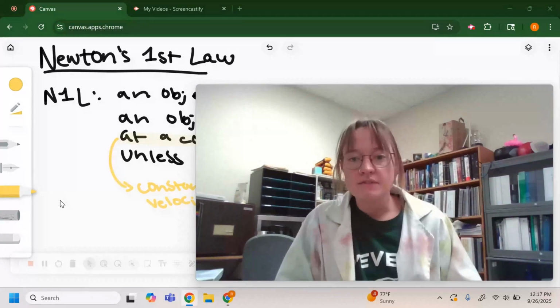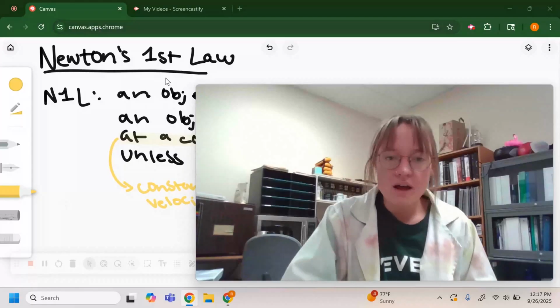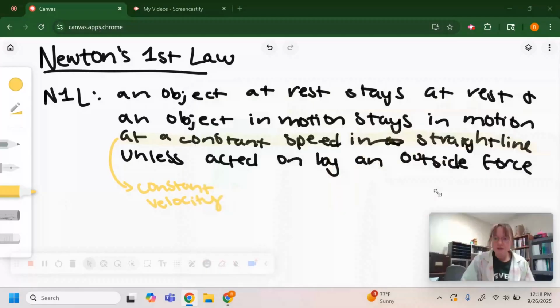This is Newton's first law. Newton's first law is often called the law of inertia.